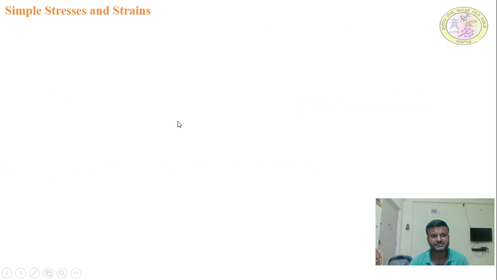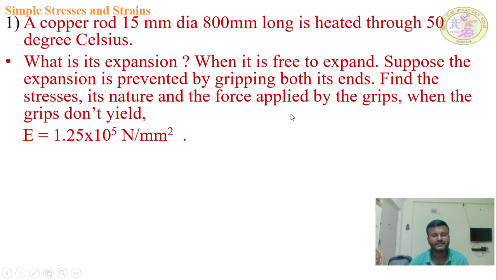Okay, next we need to discuss some problems on these temperature stresses. I'll read out the question. A copper rod 15 mm dia and 800 mm long is heated through 50 degrees Celsius.